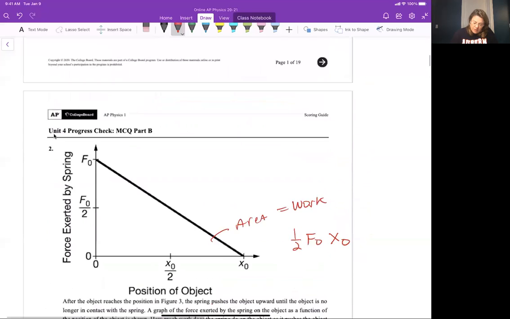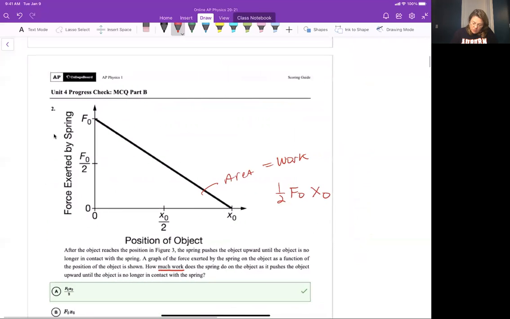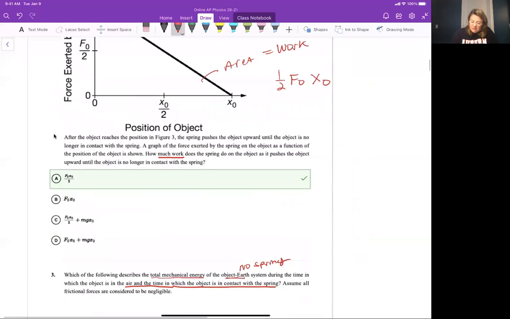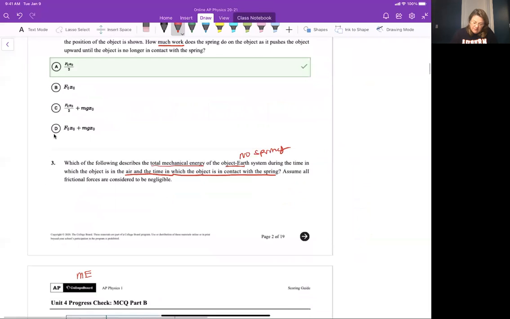There you go. This one, they wanted to know how much work the spring had done, and we need to calculate the area. So 1/2 F naught times X naught.